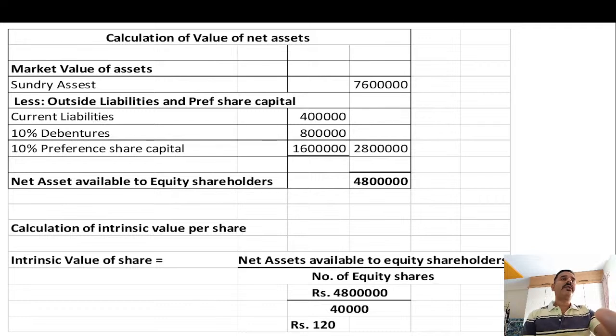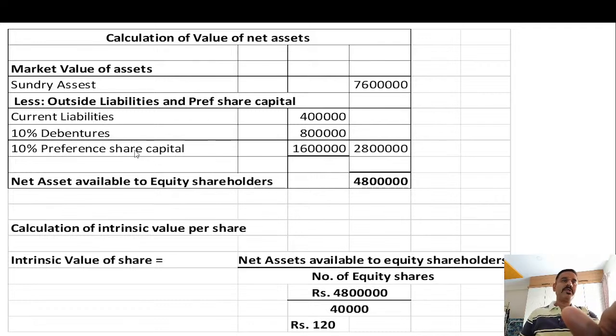Market value of assets, sundry assets, is 76 lakhs. In that we have to minus outside liabilities and preference share capital also. So current liability is 4 lakh, 10% debenture is 8 lakh, then 10% preference share capital is 16 lakh. These are all outsiders' liability only. You have to make a payment of this. Then you will come to know the net asset available to equity shareholders. Whatever remains belongs to equity shareholders. So sundry assets minus outsider liability, then you will come to know the net asset available to equity shareholders, that is 48 lakh.